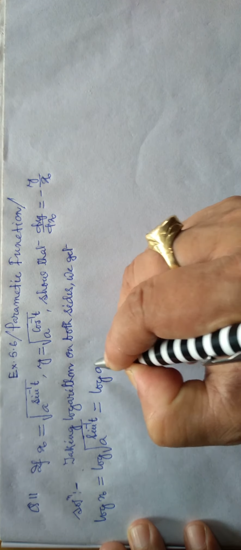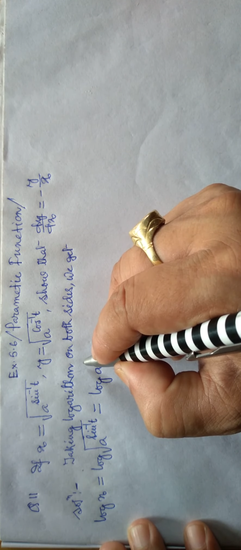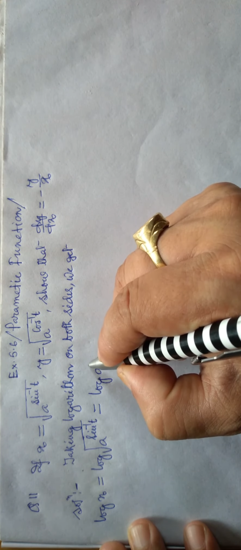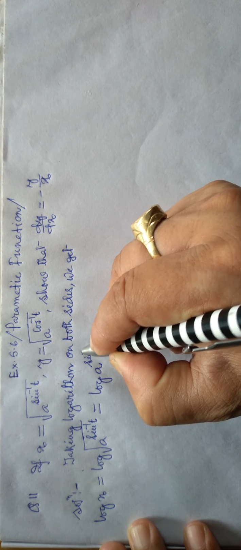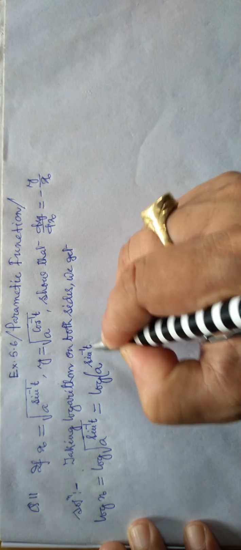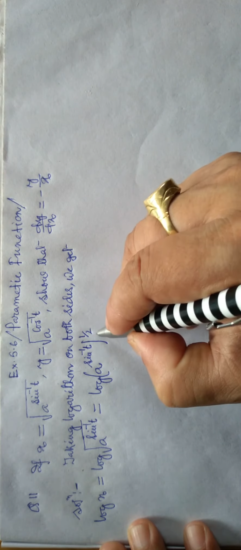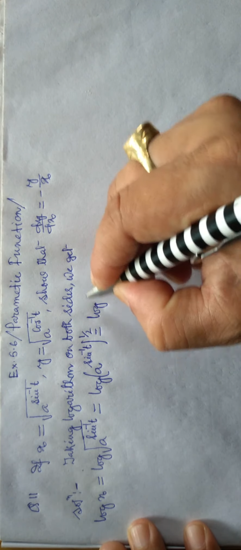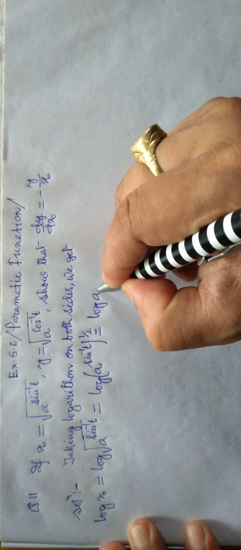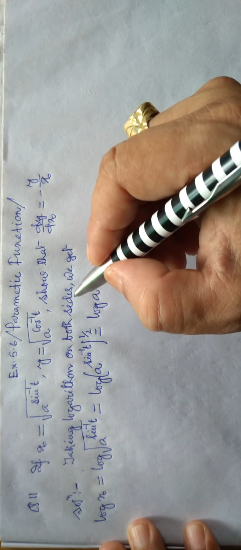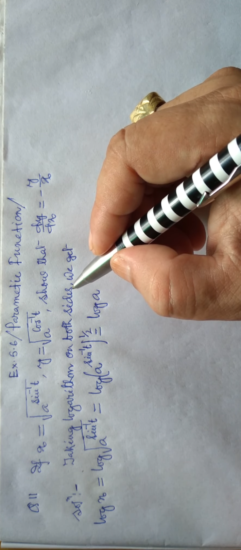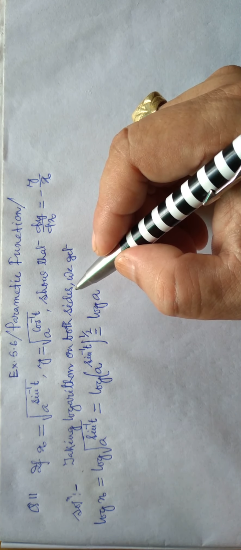logarithm of e to the power sine inverse t, whole to the power half, and we simplify it. The logarithm, then e to the power of one and the other power. Whenever we open the bracket we are going to multiply both powers, the power inside the bracket and the power outside the bracket. On opening the bracket we are going to find the multiplication.